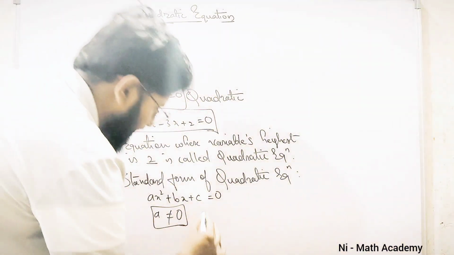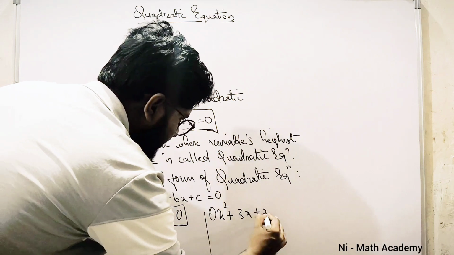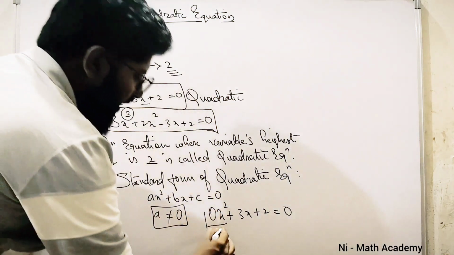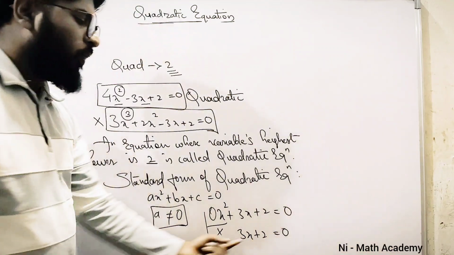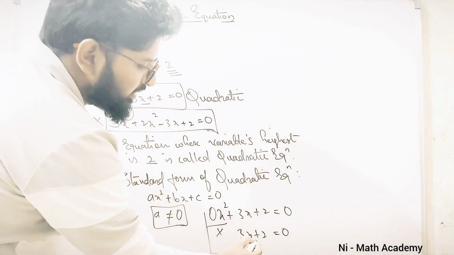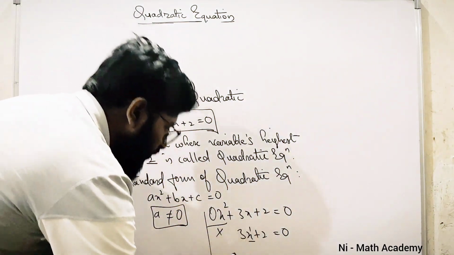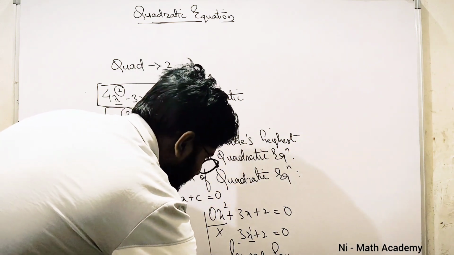Suppose let me give you one example. If I write 0x square plus 3x plus 2 equal to 0, as you can see 0x square will not have any value, so it will be just 3x plus 2, where there is only one variable x and it has the power as 1. So it will be a linear equation, not a quadratic equation.